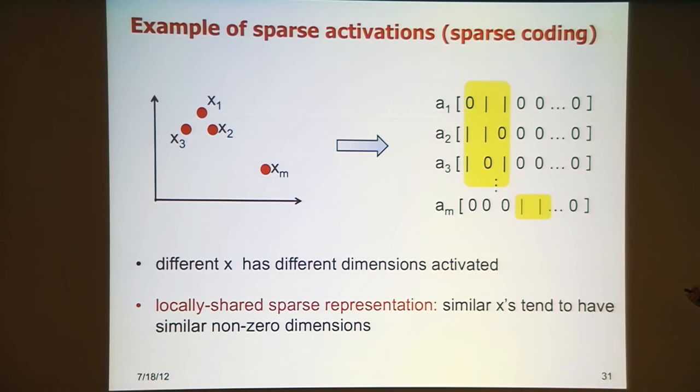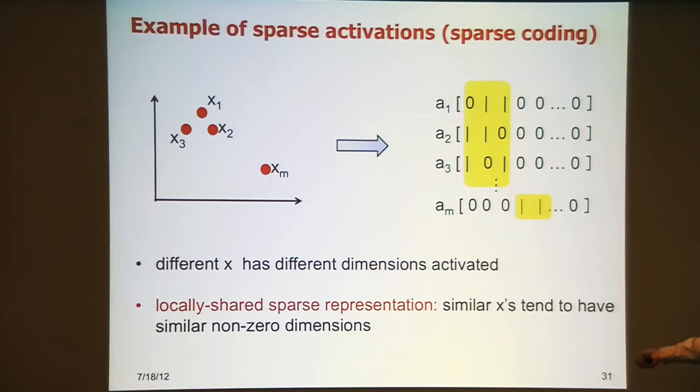Like in this data point, those two dimensions are activated. For the second data point, you get the first and second dimensions activated. But they're different dimensions activated. And furthermore, you hope to see this representation reflect some data structure. Let's say those three data points share a common set of activated dimensions in their sparse representation, and then the last data point activates totally different dimensions.